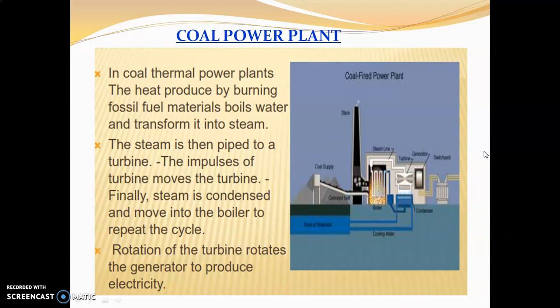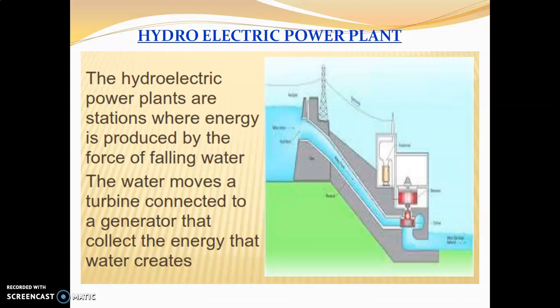Here, the heat produced by burning the fossil fuel materials boils the water and transforms it into steam. The steam is then piped to a turbine. The impulse of the steam moves the turbine blades. Finally, the steam is condensed and moved to the boiler to repeat the cycle. The rotation of the turbine rotates the generator and produces the electricity.